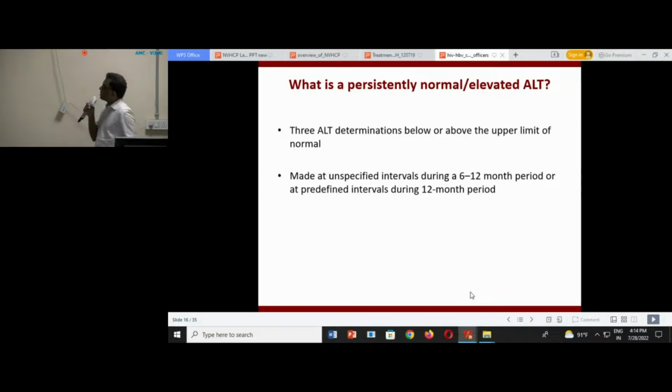Right? What is persistently elevated ALT? Three ALT determinations above the upper limit of normal in a period of 6 to 12 months. Then only we take them for treatment.